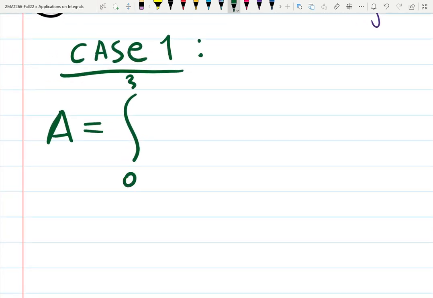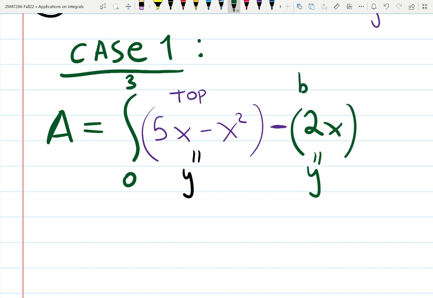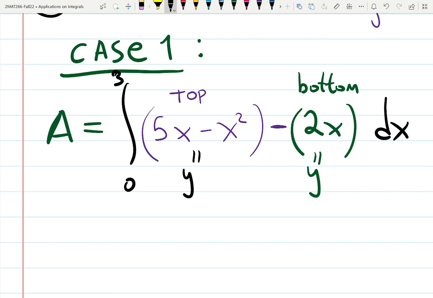From 0 to 3, the function at the top, I will put it in the colors. 5x minus x squared, this is the one at the top. So it was y equals that at the top. Minus the function at the bottom, which was in green color. y equals, and we just write down 2x. This one is at the bottom. And then we have dx. Integral from 0 to 3. That is the location on the x-axis.